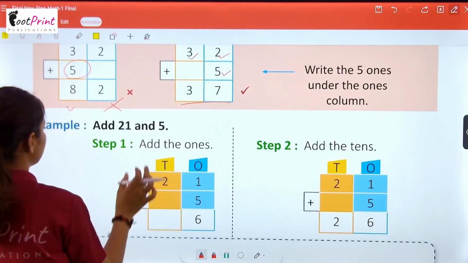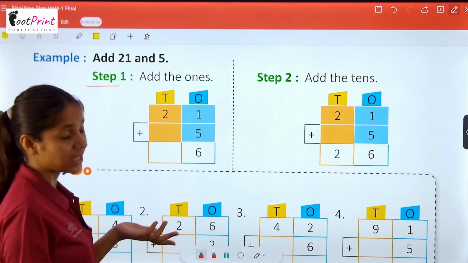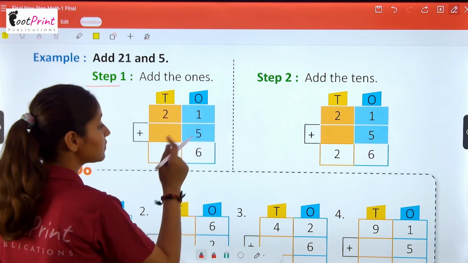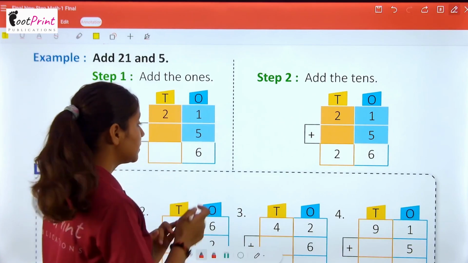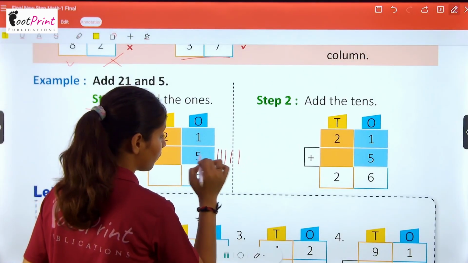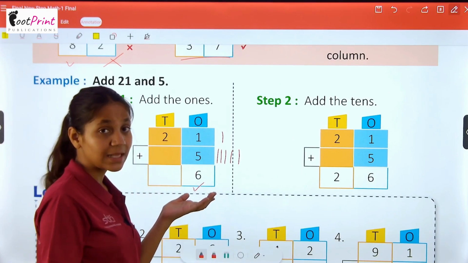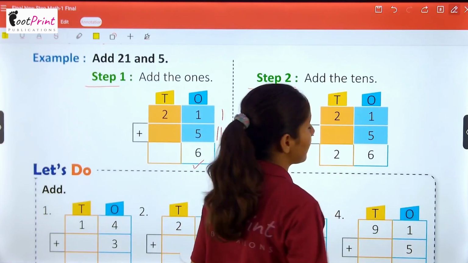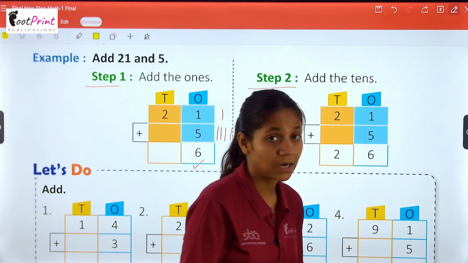Now example number 2: add 21 and 5. Step number 1, as we know, is adding the ones. So 21 plus 5 is 26. But how will we do it? By adding them. So 1 plus 5: 2, 3, 4, 5 and then 6. Write 6 at the ones place. Now adding the tens. Step number 2 says add the tens. So 2 plus 0 are 2 tens.